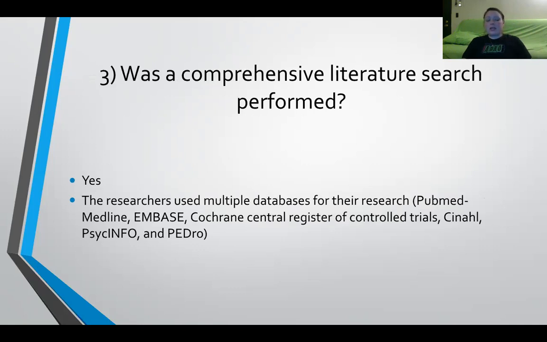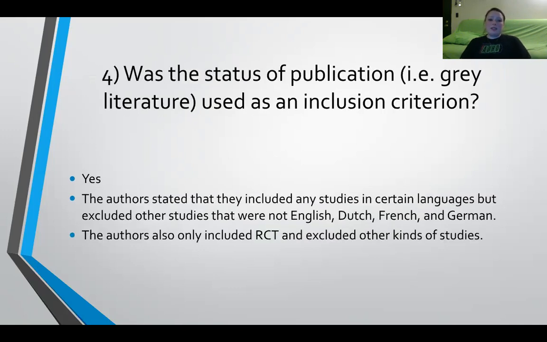Was a comprehensive literature search performed? Yes. The researchers used multiple databases, including PubMed or Medline, Embase, Cochrane Central Register of Controlled Trials, CINAHL, PsycInfo, and PEDro. So lots of different database searches. Was the status of publication used as an inclusion criterion? Yes. Authors stated that they included studies in languages other than English, and the authors only included randomized controlled trials and excluded any other kinds of studies.